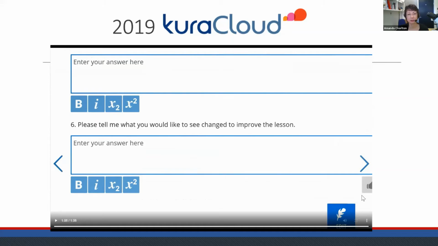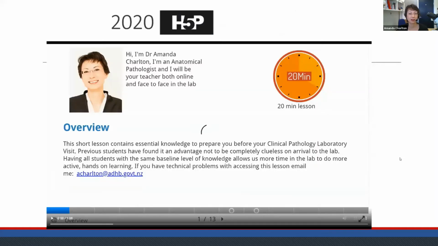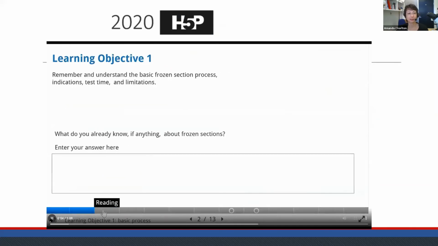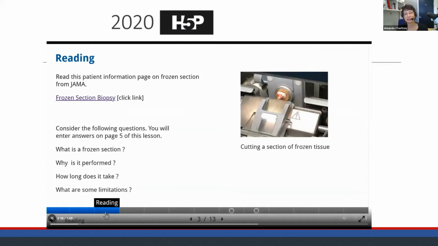Okay, so that was a run through, and the Kura Cloud, that was quite easy to author in. And this year I did H5P, and you can see the landing page looks very similar, and I've got an open text box question.